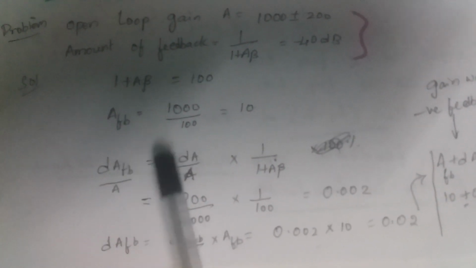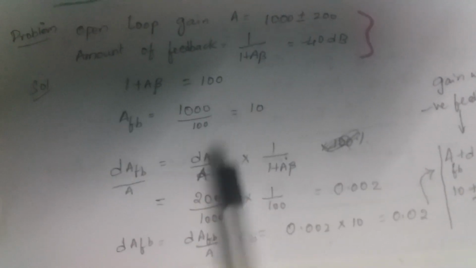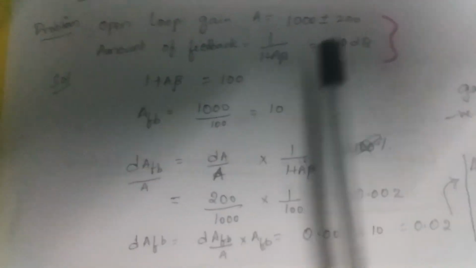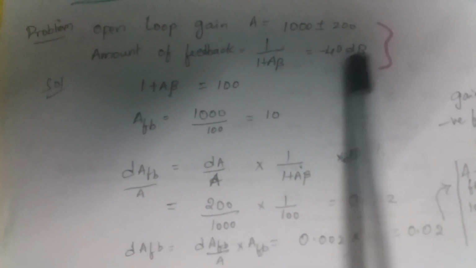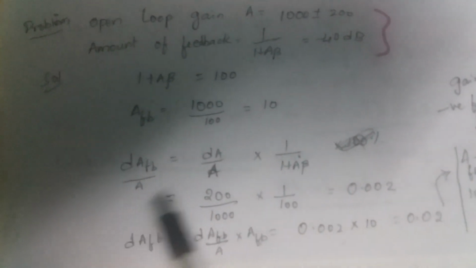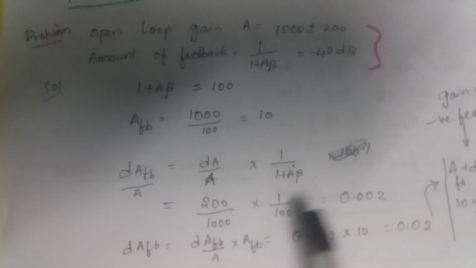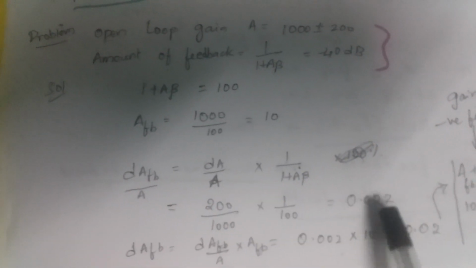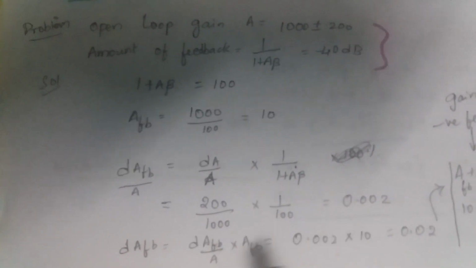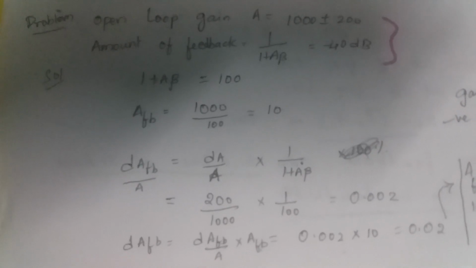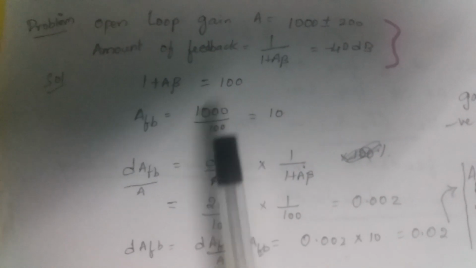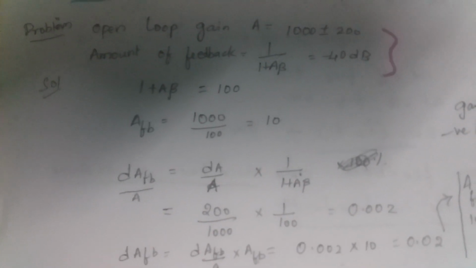dA_FB by A_FB is equal to dA by A into 1 by 1 plus A beta. What is dA? The variation in gain might be 200. So 200 by the actual gain, which is 1000, into 1 by 100, which is dA_FB by A_FB equal to 0.002. So what is dA_FB? dA_FB is equal to dA_FB by A_FB into A_FB. If the feedback gain A_FB is equal to 10, then 0.002 into 10 is equal to 0.02.